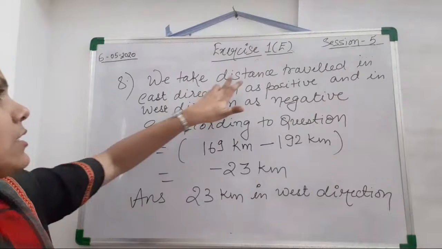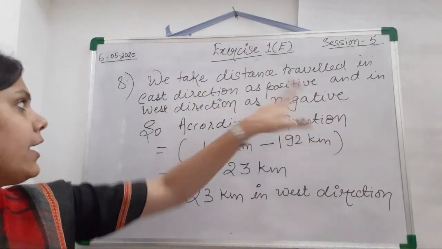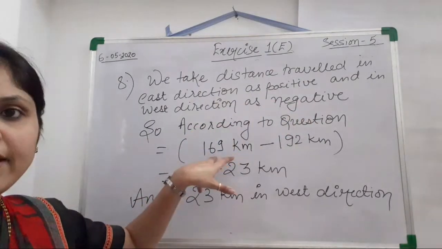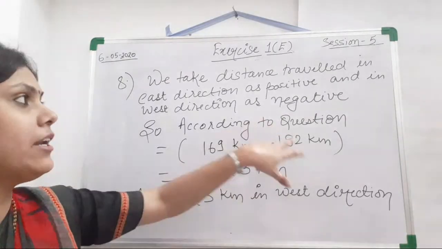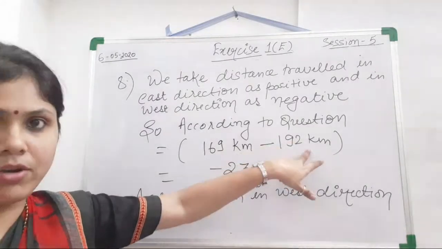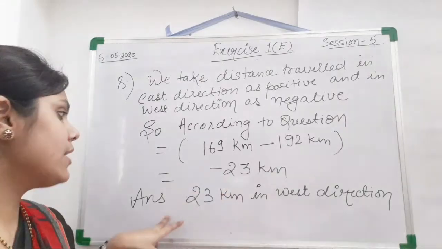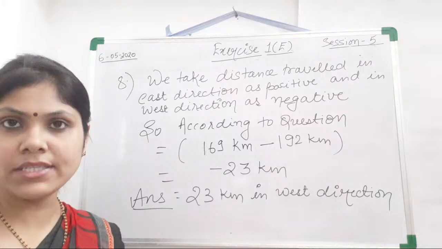Now we take distance traveled in east direction as positive and in west direction as negative. That means how much distance did he travel in east direction? 169 kilometers. So this will be positive. And in west direction he traveled 192 kilometers. So minus 192 kilometer. So the answer will come minus 23 kilometer. So the answer will be 23 kilometer in west direction.